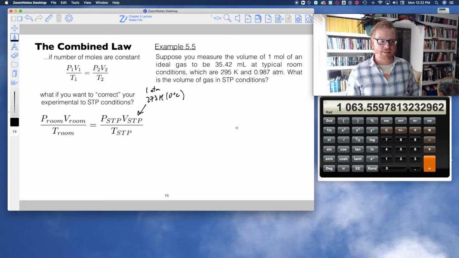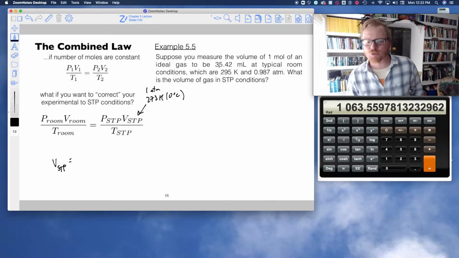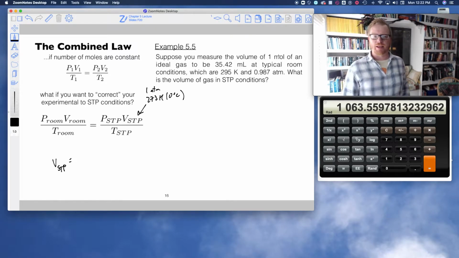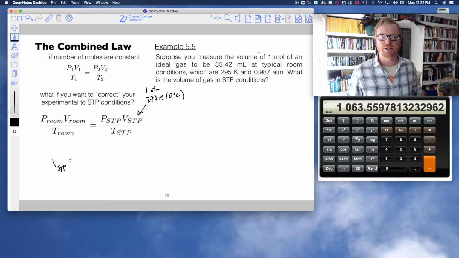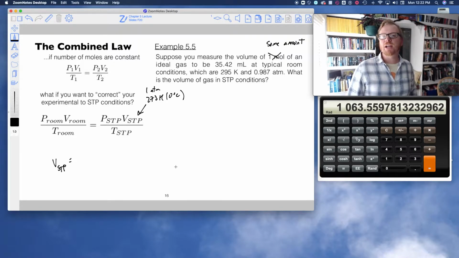So now let's see here. It's asking me what is the volume of this gas in STP conditions? Okay, so we're going to solve for that V STP. And what I realize is I don't think that this could be 1 mole of a gas, right? That would not be correct, because 1 mole of a gas would have to occupy like 22 liters. So I'm going to say, suppose we measure the volume of some amount. Okay, so I wrote that question incorrectly. So we measure the volume of some amount of an ideal gas to be 35.42 mL.